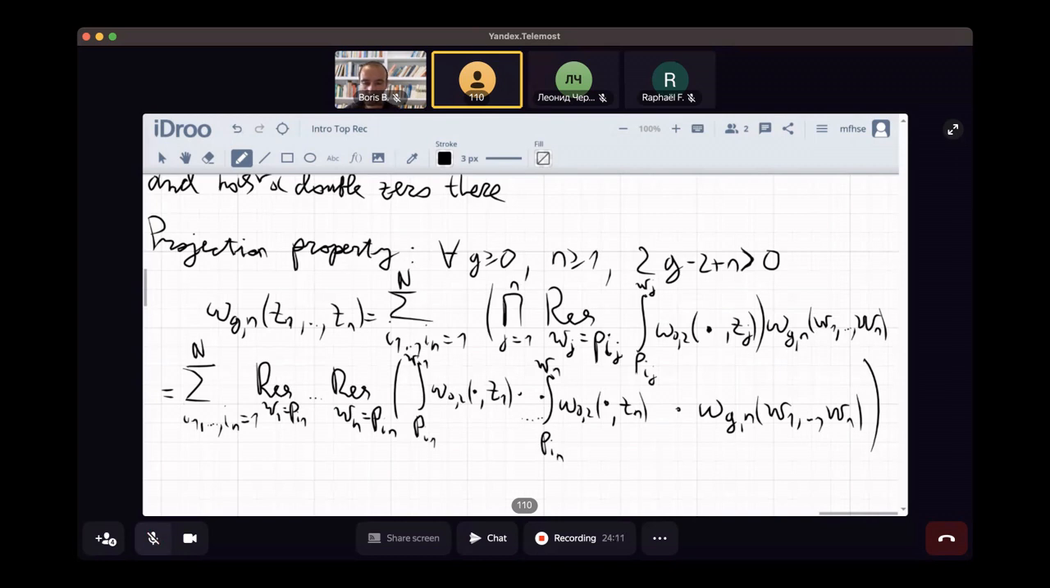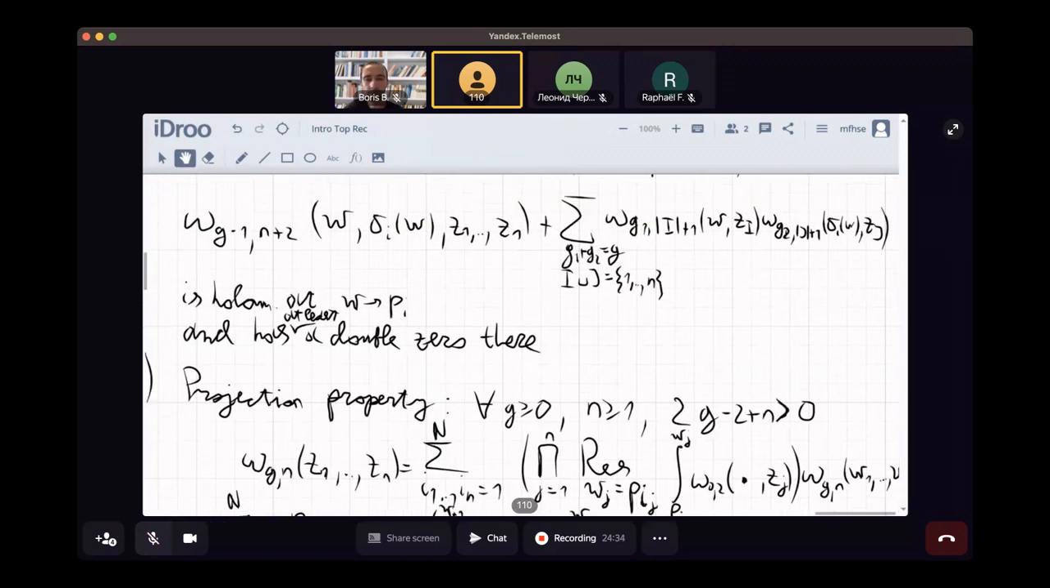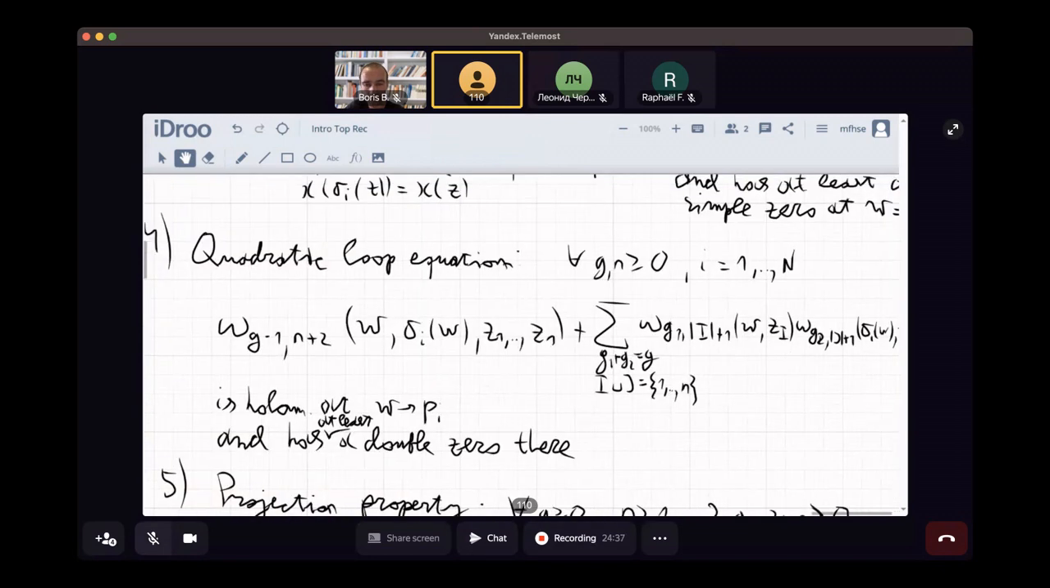This is how you recover a meromorphic function from the information in its poles. Okay. So we'll discuss it later in more detail. But now, maybe let's turn to the problems.